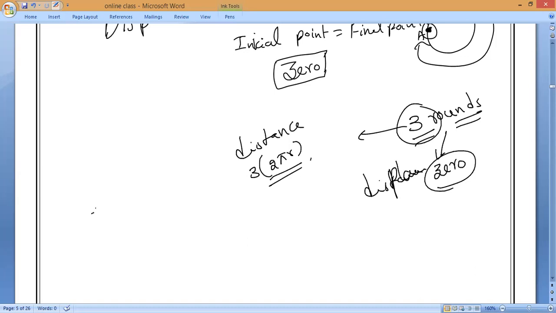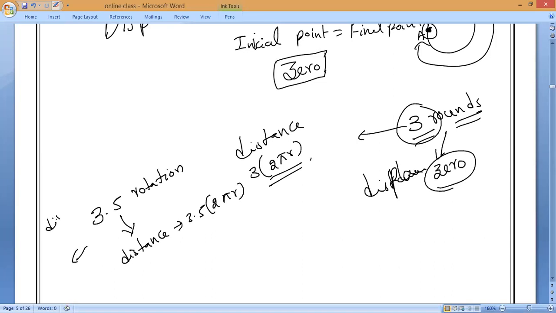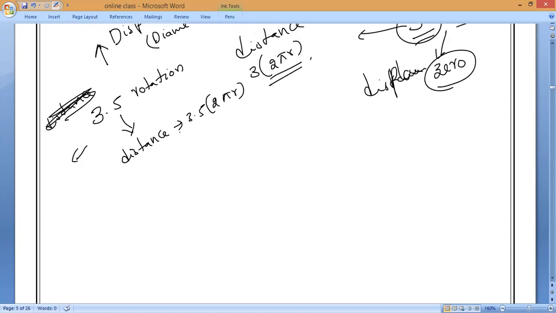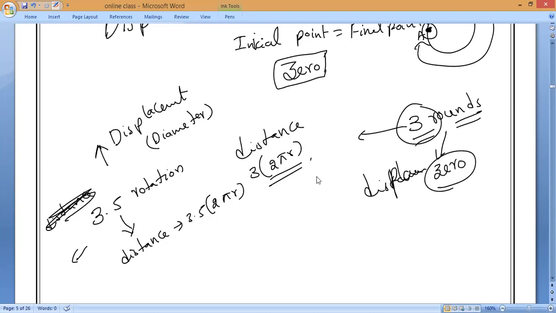Now, what is the distance when it makes 3.5 rotations? Distance is 3.5 times 2 pi r. But what about the displacement? If it is a half rotation, the displacement is equal to the diameter. That's all. This is how to find distance as well as displacement in circular motion.